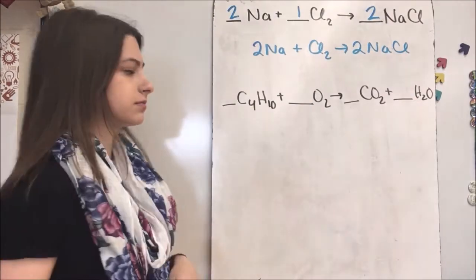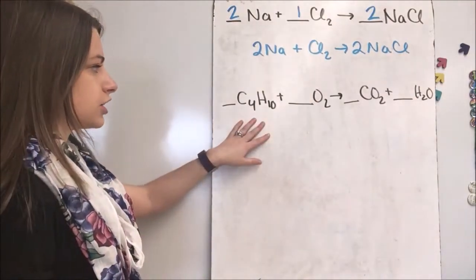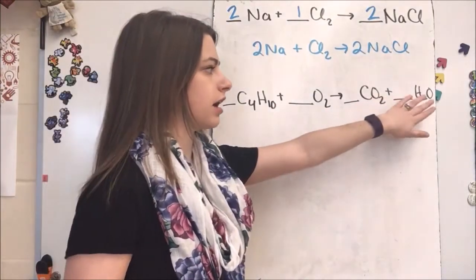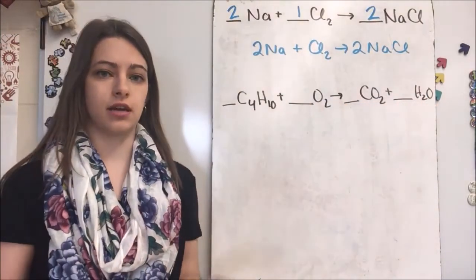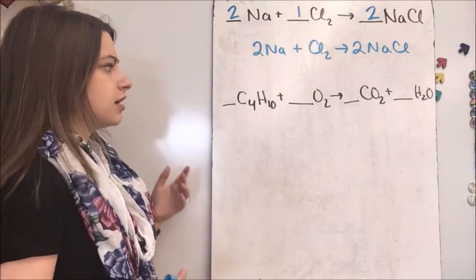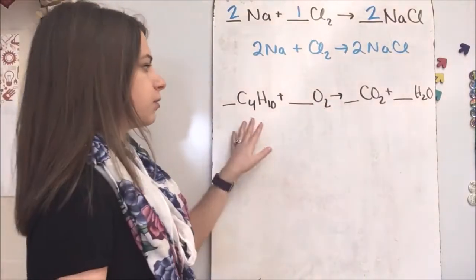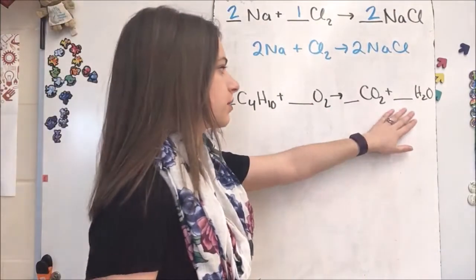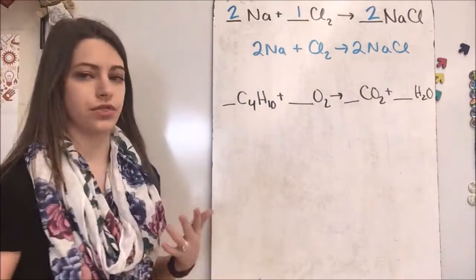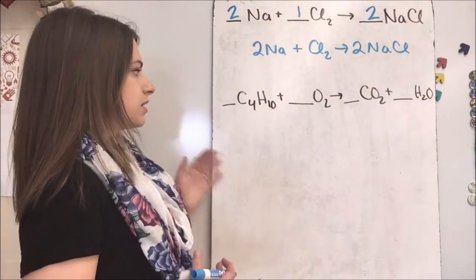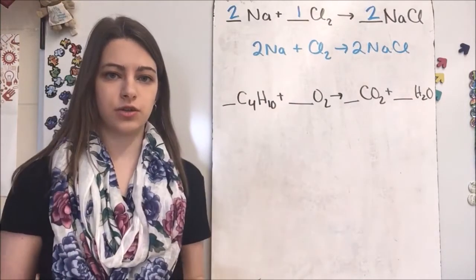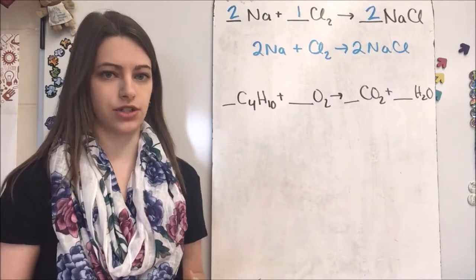Let's try one that's a little bit harder. So we have C4H10 reacting with oxygen gas, producing carbon dioxide and water. This is a really good example for waiting to do the oxygens and the hydrogens, because while hydrogen only shows up in one thing in the reactants and one thing in the products, oxygen gets split. So we're going to start with other things first. So we have 3 elements. My plan of attack is I'm going to do carbon, then I'm going to do hydrogen, and then I'm going to do my oxygens last.